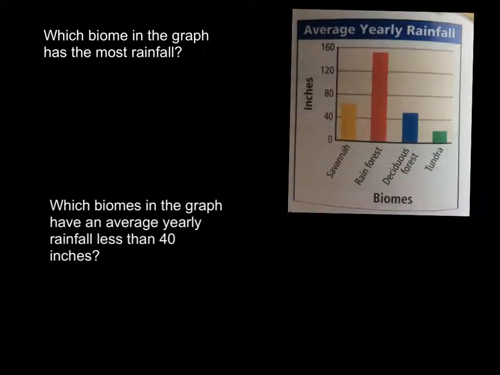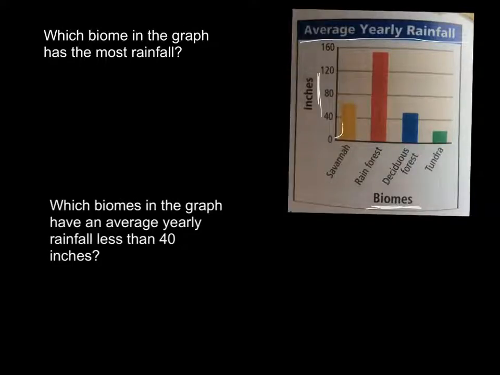All right, so first they're going to ask you questions. They'll give you the bar graph and they'll ask you questions from it. In this case, it says which biome in the graph has the most rainfall. So we're looking for which one has the tallest bar. This is inches of rain, and these are the different biomes. Look, they labeled both their x and y axis, and they have their title going here.